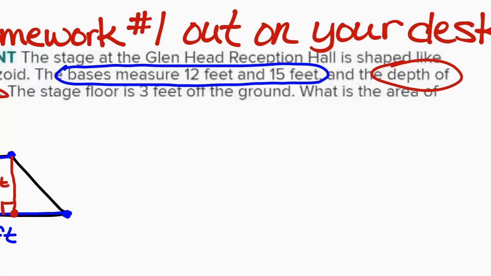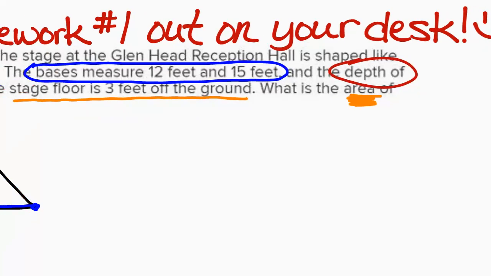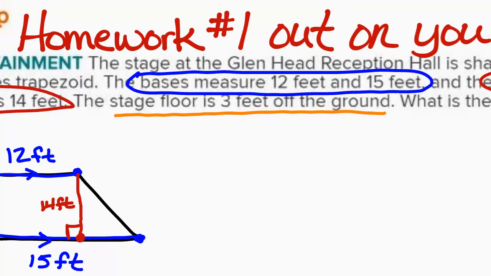They go on to tell us that the stage floor is 3 feet off the ground, but they want me to find the area of this trapezoid. I don't need to know how high off the ground this stage is. That is not the height of the trapezoid. The height of the trapezoid would be from the front of the stage to the back of the stage or vice versa.